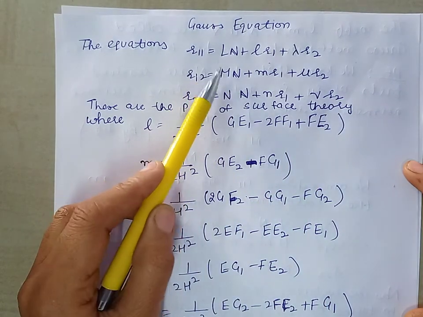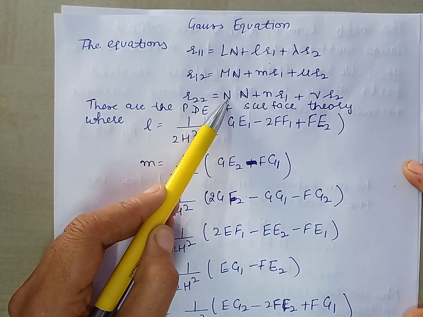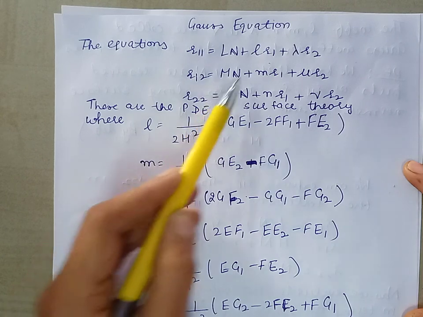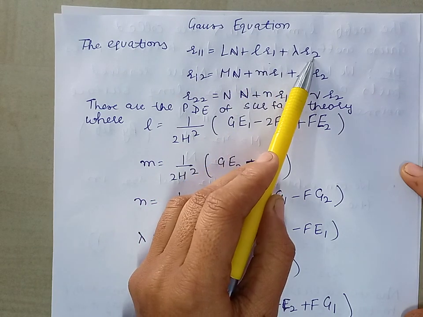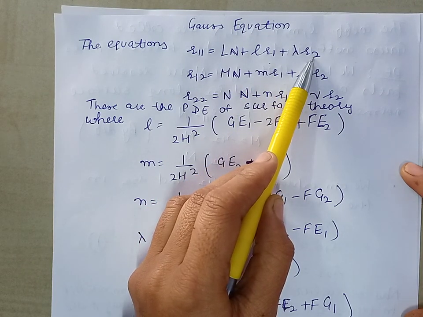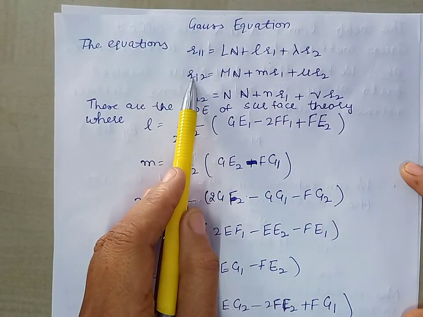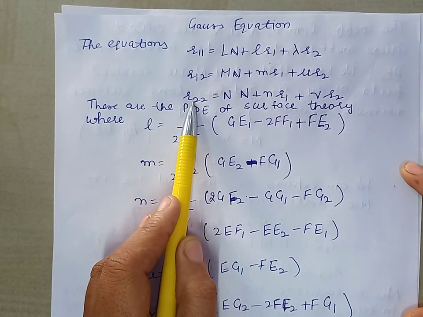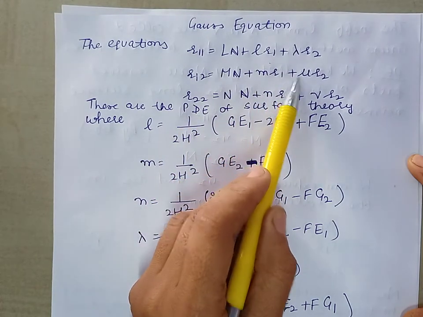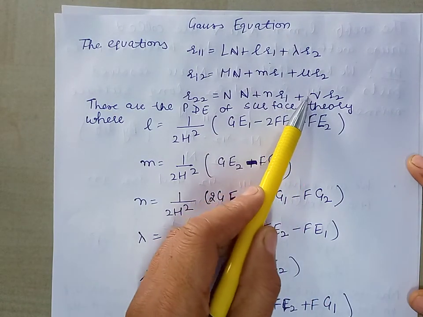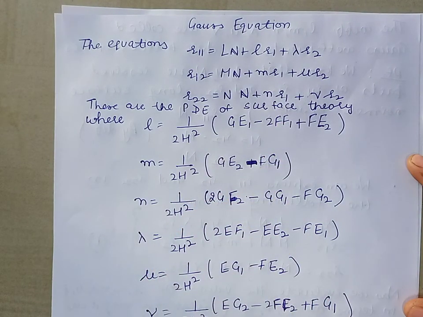Here capital L, M, N are the second order fundamental magnitudes. R1 is the partial derivative of vector R with respect to u, and R2 is the partial derivative of vector R with respect to v. R11, R12, R22 are second order partial derivatives of vector R. L, M, N, lambda, mu, nu are suitable functions of E, F, G and their partial derivatives with respect to u and v.